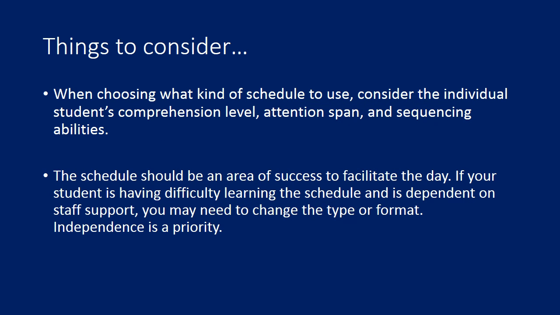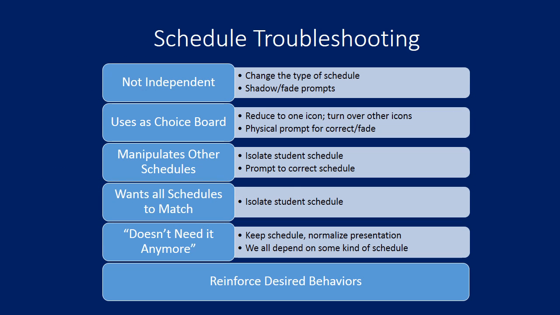Things to consider. When choosing what kind of schedule to use, consider the individual student's comprehension level, attention span, and sequencing abilities. The schedule should be an area of success to facilitate the day. If your student is having difficulty learning the schedule and is dependent on staff support, you may need to change the type or format. Independence is a priority. If your student is not independent with the schedule, change the type of schedule. You can also try shadowing and fading the prompts needed to help your student get there successfully.